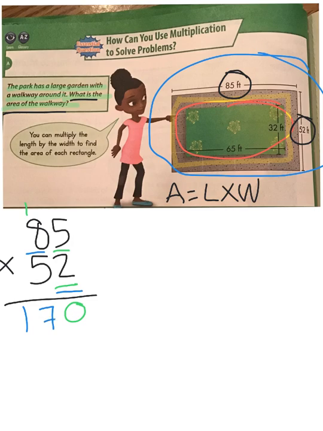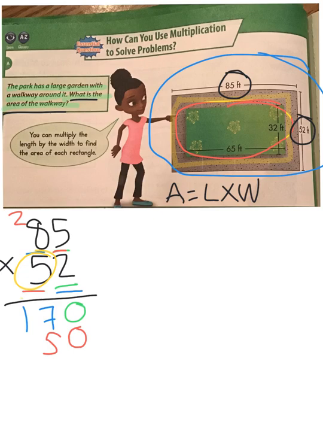I'm not done. Now I need to multiply the tens. But before I do that, I have to use my 2 rules. 1, I have to place a 0 to hold the place of the ones, and 2, I have to erase what I regrouped. Now I am ready to multiply my tens. So I'm going to multiply 5 times 5, which is 25. Don't write down 25, instead write down your 5 and regroup your 2.